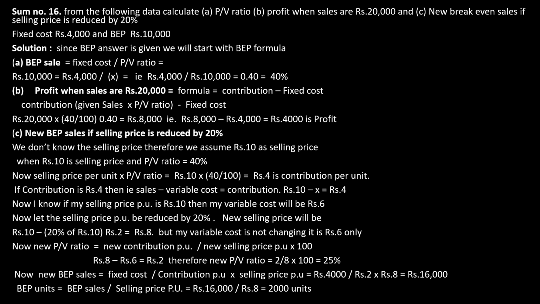Now with the new selling price of 8 rupees, what will be my new contribution? 8 rupees minus 6 rupees will give me 2 rupees. Earlier my contribution was 4 rupees. Since the selling price is brought down to 8 rupees, my new contribution will be 2 rupees. 8 minus 6 will be 2 rupees. Now the new PV ratio will be 2 rupees by 8 rupees into 100, that is 25%. That will be the new PV ratio.